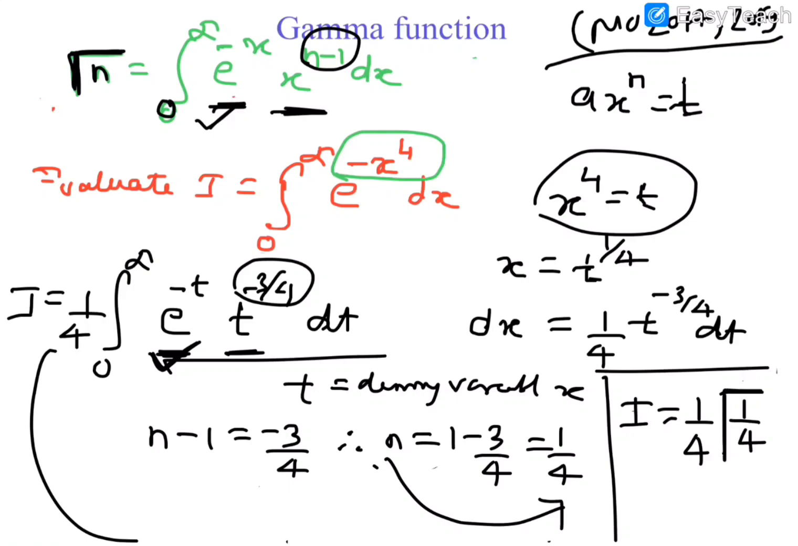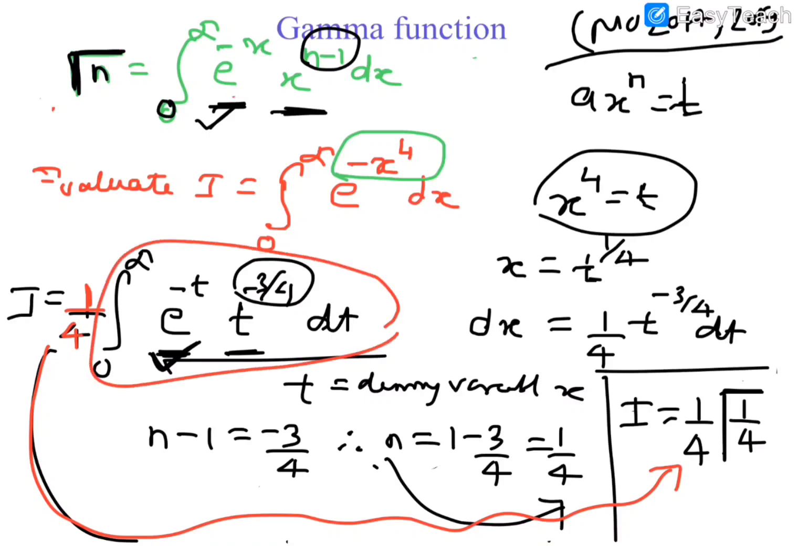Fine. And how did this 1 by 4 come? This 1 by 4 basically came because this was the constant which you were using outside this integration over here. So this is 1 by 4, which is the constant, and this whole turned out to be gamma function of 1 by 4, according to the formula.